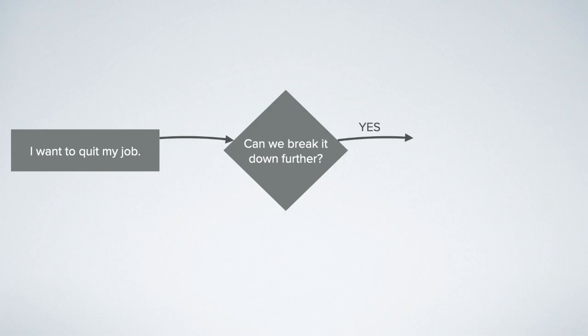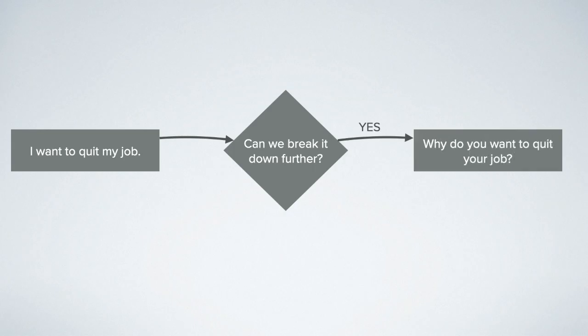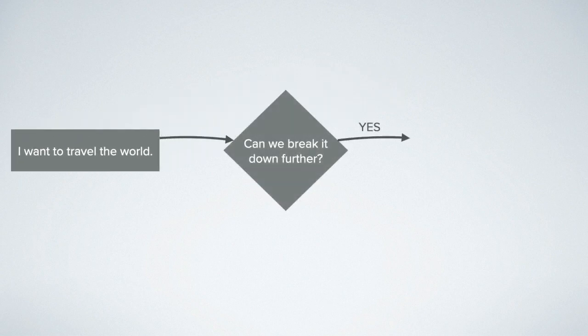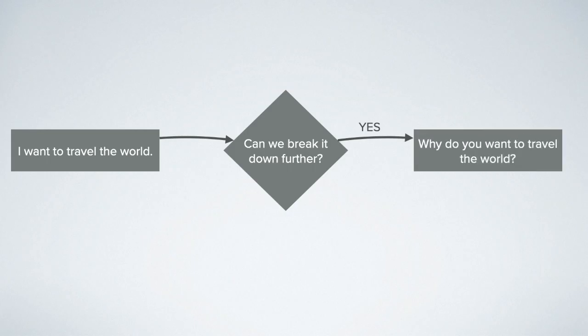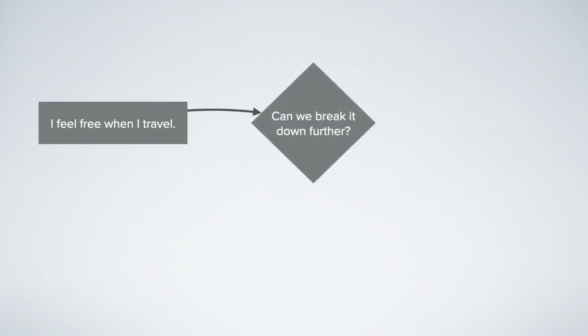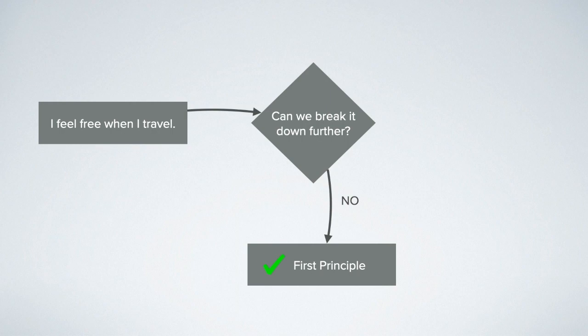Then we further break it down by asking another question, why do you want to quit your job? That could be answered by, I want to travel the world. And now that's our next statement. And I think we can still further break it down by asking why. Why do you want to travel the world? I could answer by, I feel free when I travel. And for the sake of example, let's stop here and pretend that there's no simpler form of this. So we could say that this is a key principle. This is one of the most fundamental truth about me. It's I feel free when I travel.